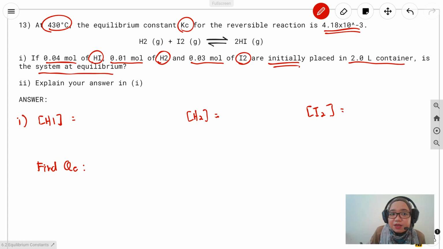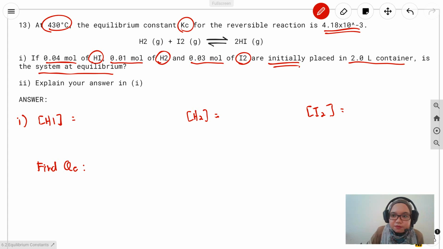They give you Kc, but they give you the initial amounts, so this question asks you whether the initial state is already in equilibrium. So what you need to do is find the Qc and compare it with the value of Kc. If Qc equals Kc, then the system is at equilibrium. But if Qc is less than or larger than Kc, the explanation will be like what I had explained to you using the table, right? To the left or to the right.